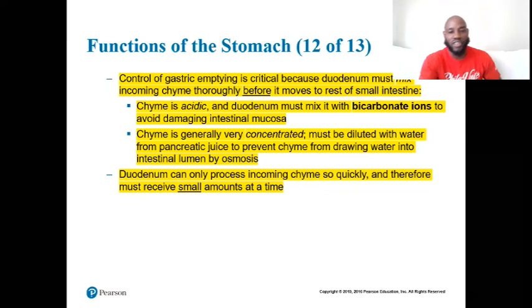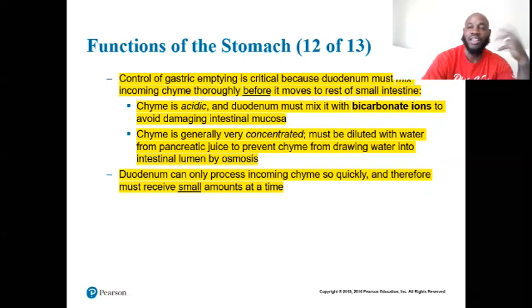So the chyme is generally very concentrated, and must be diluted with water from pancreatic juice to prevent the chyme from drawing water into the intestinal lumen by osmosis. We're going to talk about that process as we get into the absorption process. Right. And the duodenum, as we talked about, receives portions of the chyme at a time. Ooh, that rhymed. And that's because it can only process certain small amounts at a time.